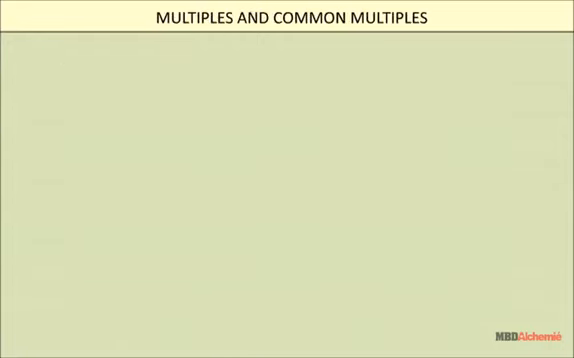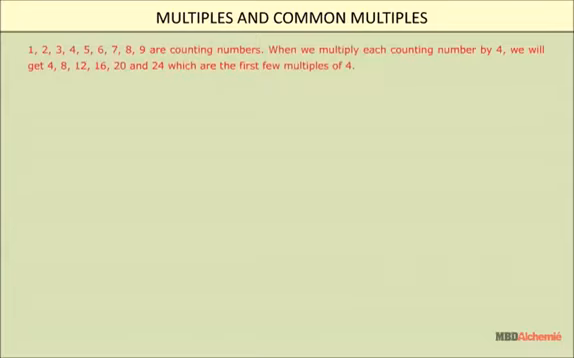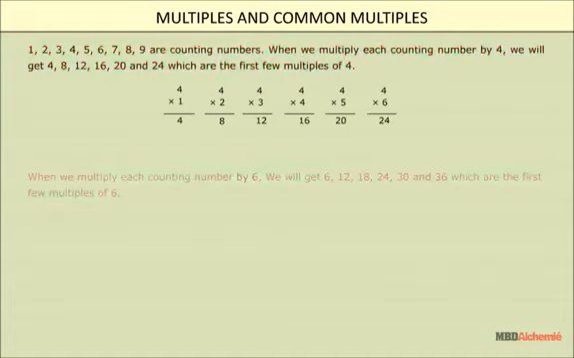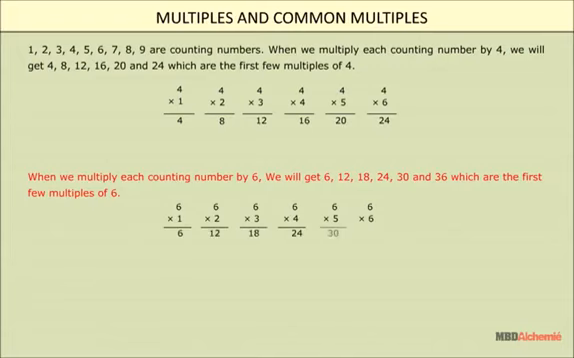Multiples and common multiples. 1, 2, 3, 4, 5, 6, 7, 8, 9 are counting numbers. When we multiply each counting number by 4, we will get 4, 8, 12, 16, 20 and 24, which are the first few multiples of 4. When we multiply each counting number by 6, we will get 6, 12, 18, 24, 30 and 36, which are the first few multiples of 6.